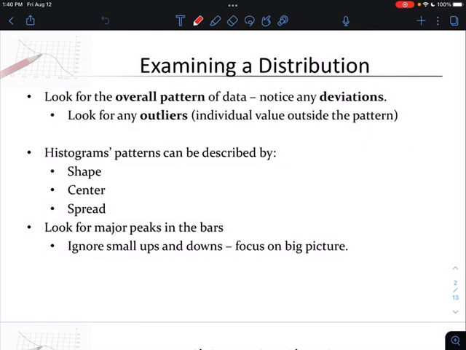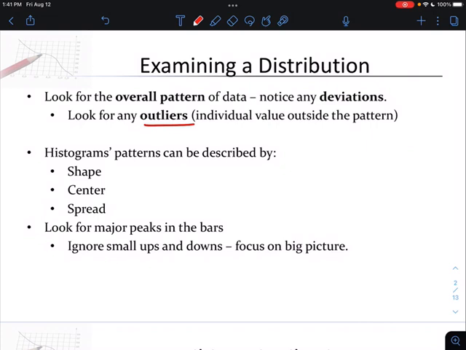So as far as examining a distribution, the key thing is we always look for the overall pattern. So we look for where the majority of the data lies. We look for patterns within the data, and then we try to notice any deviations, anything that falls outside of the general pattern, which we would deem as outliers. So that could be a value that's way higher, way lower than some of the others. There could be multiple outliers within a given set, but basically we're looking at, okay, what's the overall pattern? And then are there any unusual features, anything unusual about any of the data points within our set?